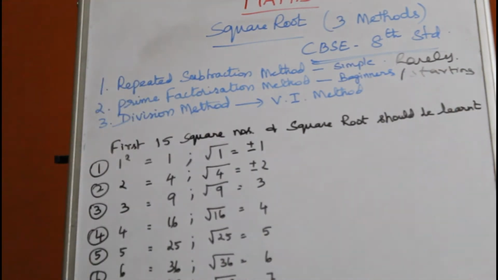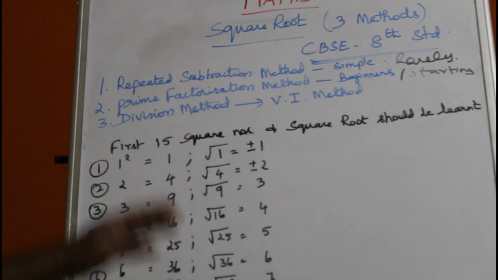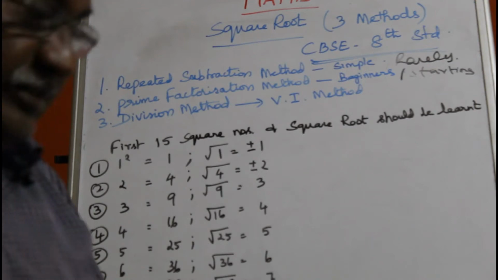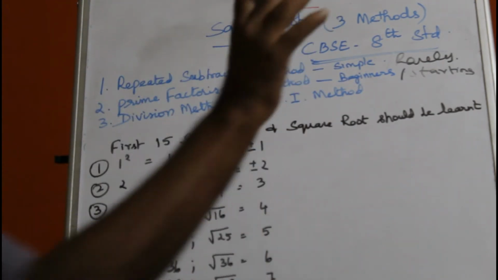In other words, if they ask for the prime factorization method, you must do that one. But the very, very important method is the division method. You're studying in 8th standard, 9th standard, 10th standard, and as you go to higher classes, this is the main important method.